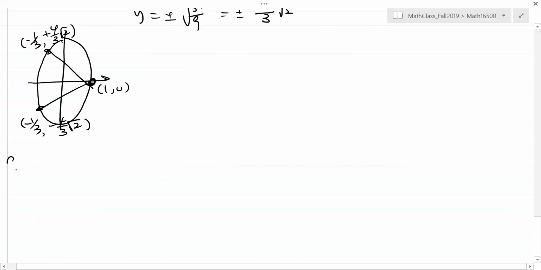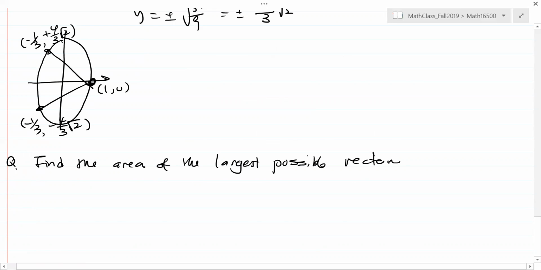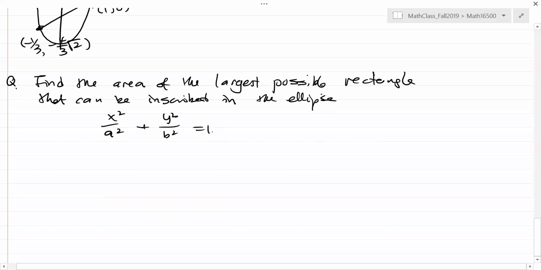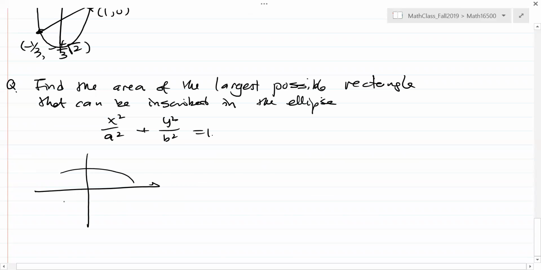Our next problem is also about the ellipse. We want to find the area of the largest possible rectangle, when we say largest, it means in area, that can be inscribed in the ellipse. Now we're trying to get the general formula: x squared over a squared plus y squared over b squared equals 1. Maybe the ellipse looks like that, depending on the values of a and b. In this particular case, for example, a is greater than b.